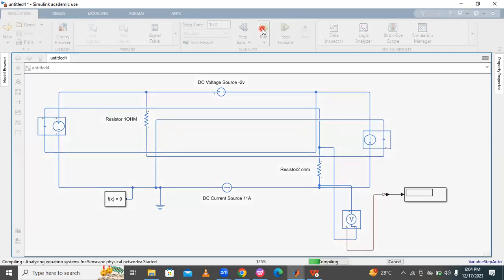Simulate, and then we can find the voltage across the 2 ohm resistor. Okay. I am placing the ground here. That's why according to that we will get the voltage across the 2 ohm resistor here. If you place this ground here, then those values are different. Okay, it is compiling. It takes some time. Okay, wait for some time.